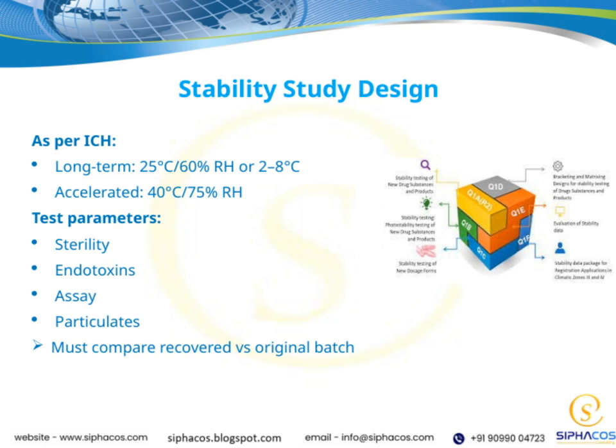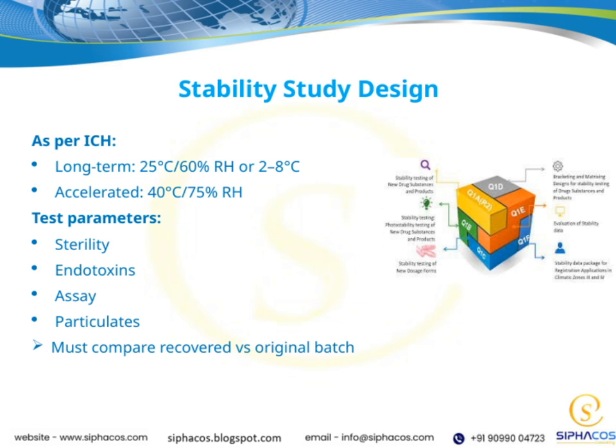Then, we also conduct accelerated stability testing at 40 degrees C with 75% relative humidity. This helps us predict the product's shelf life by subjecting it to harsher conditions to see how it might degrade faster. Now, regarding the test parameters, we focus on several critical quality attributes.